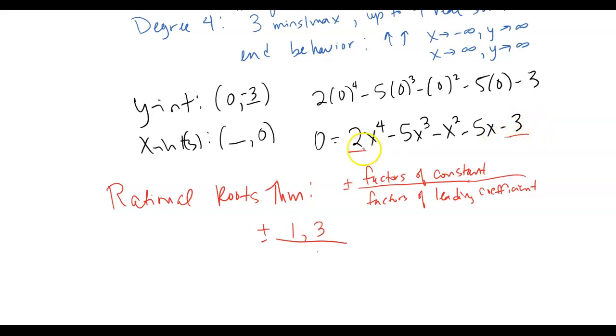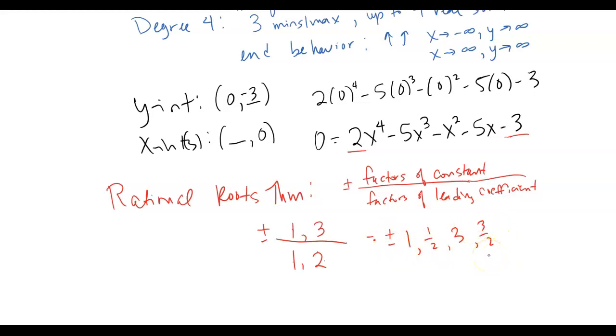And in the front, there's a 2. So the only numbers that go into 2 are 1 and 2. And so basically, it's any version of what you see here. So in other words, it could be positive or negative 1 over 1, 1 over 2, 3 over 1, or 3 over 2. So we now went from having to try potentially every number in the world to get a 0, and we've narrowed the list down to these 8 numbers. There's 8 of them because you could do the positive versions or the negative.